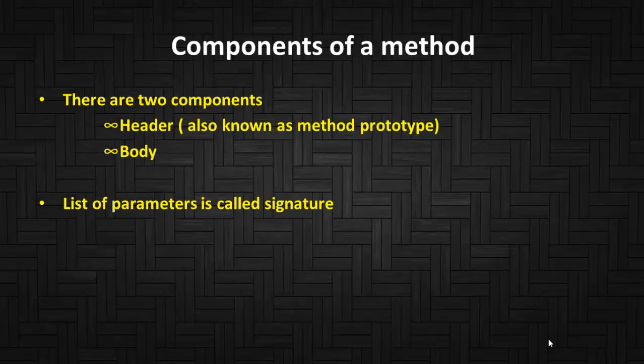Components of a function. There are two components: header, also known as method prototype, and body. The list of parameters passed to a function is called the signature.